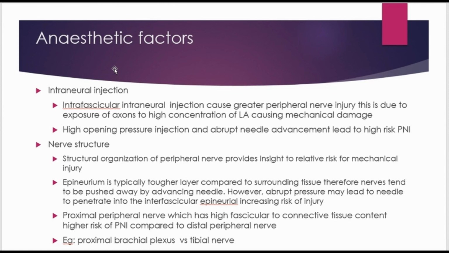Nerve structure. Structural organization of peripheral nerve provides an insight to relative risk of mechanical injury. Proximal peripheral nerve, which has higher fascicular to connective tissue content, has higher risk of peripheral nerve injury compared to the distal peripheral nerve. This can be seen in proximal brachial plexus block versus tibial nerve block. So proximal brachial plexus block has higher fascicular to connective tissue content, therefore has a higher risk of peripheral nerve injury compared to the tibial nerve block.